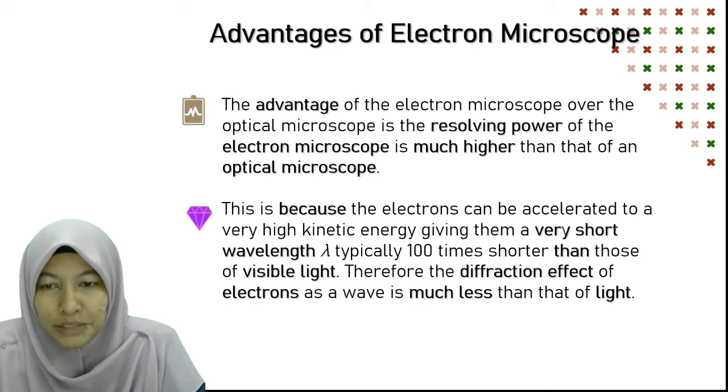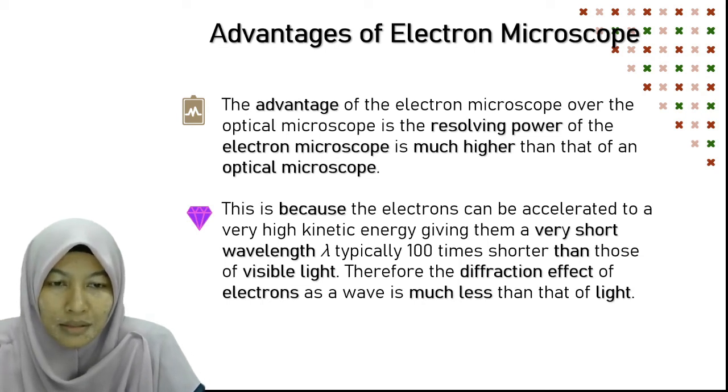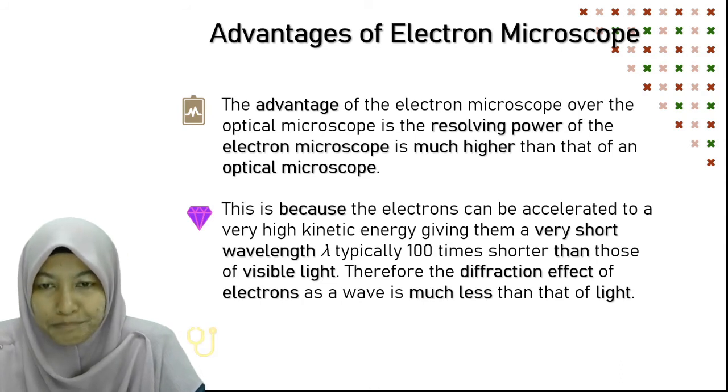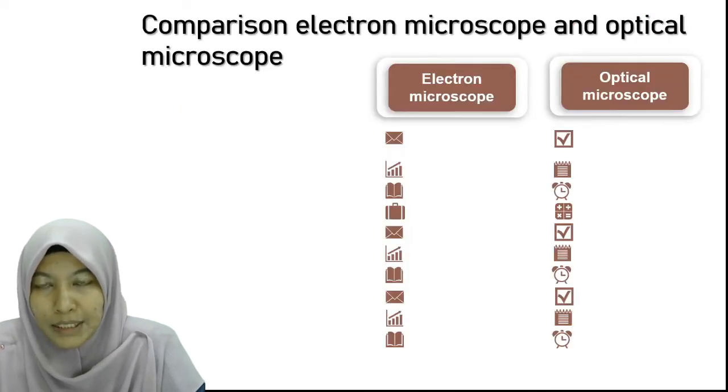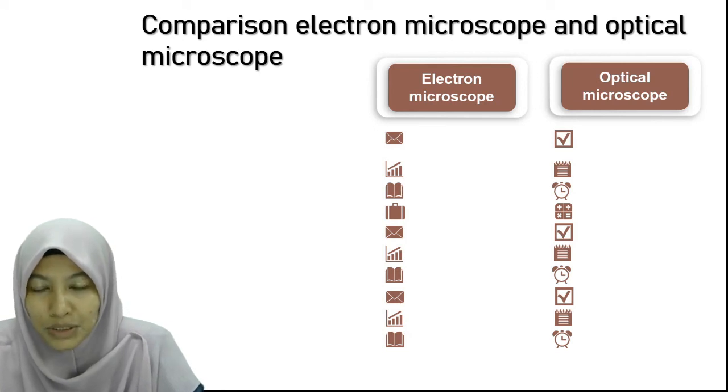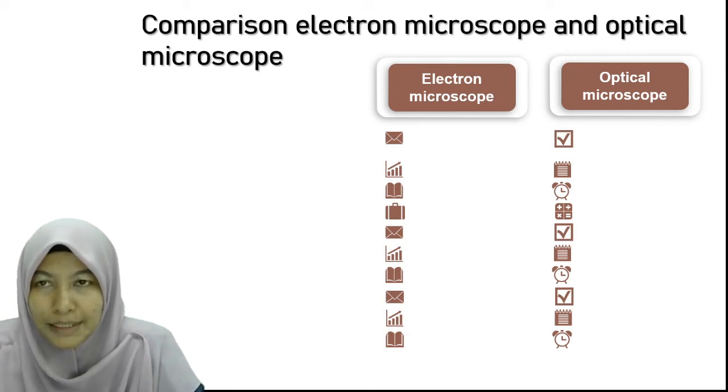Therefore, the diffraction effect of the electron as a wave is much less than that of light. Okay, as a result, electron microscopes are able to distinguish detail about 100 times smaller. Okay, jadi dia punya resolusi dia lebih tinggi.